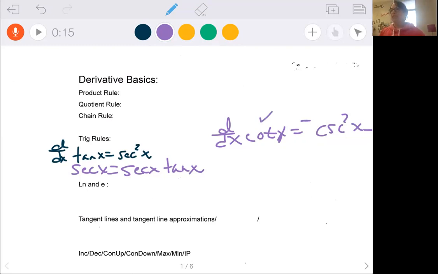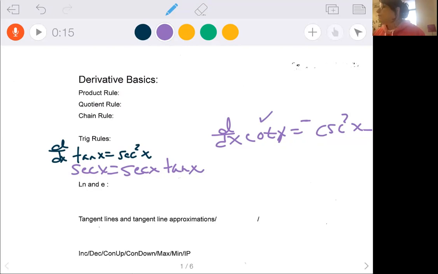The cofunctions are not tested on the AP exam, but I pepper them throughout your work sometimes, because if you were in college, you would need to know those. The derivative of cosecant, likewise, you would think it's cosecant cotangent. It almost is. It's negative cosecant cotangent.